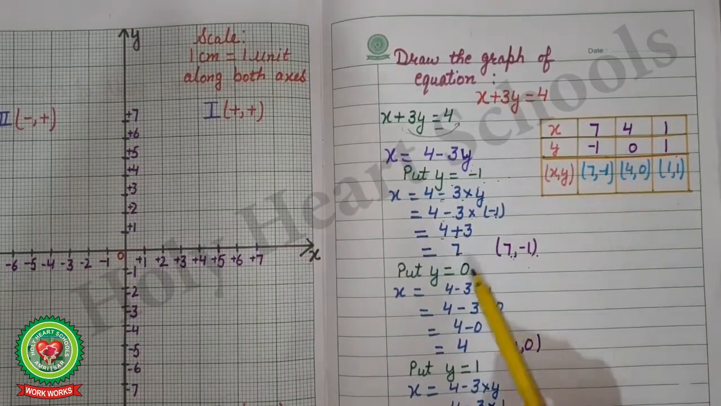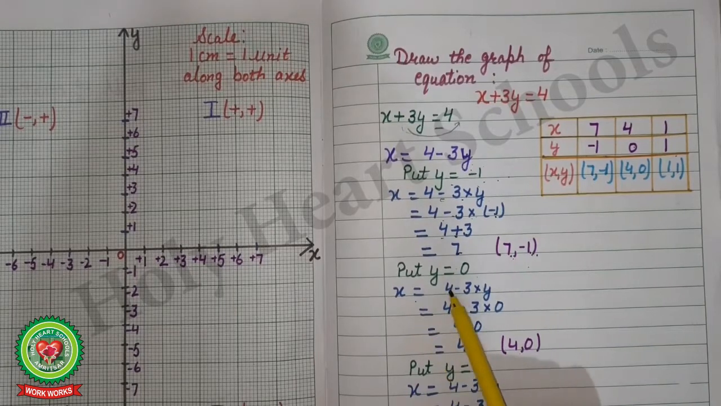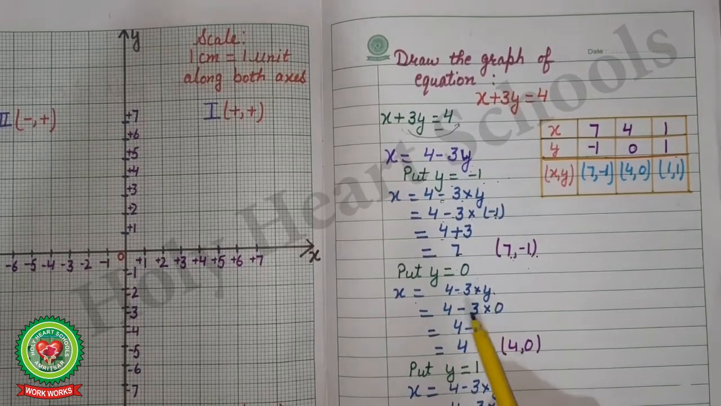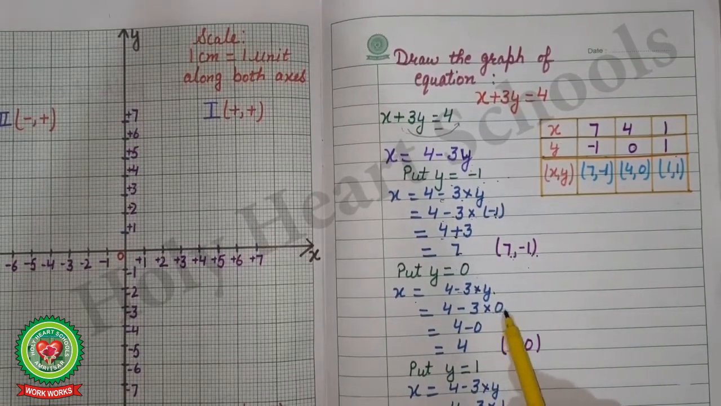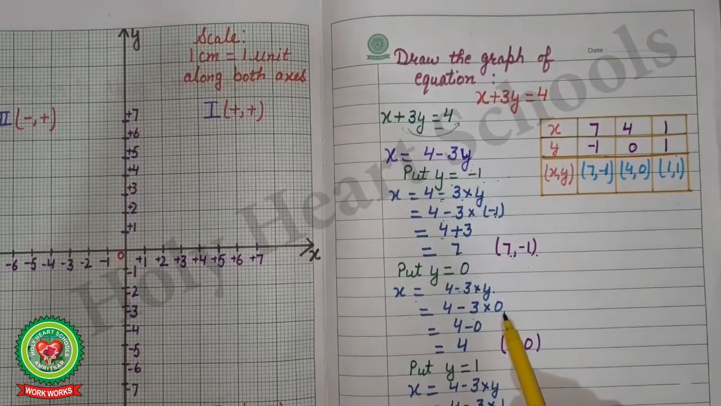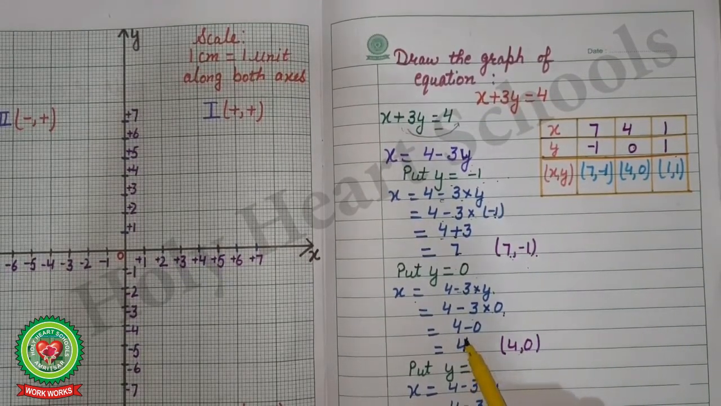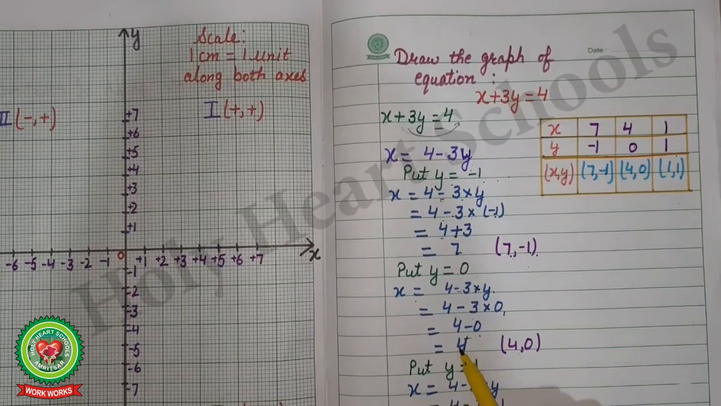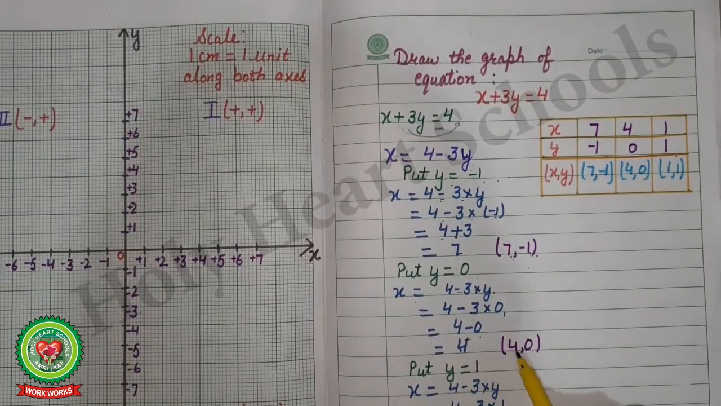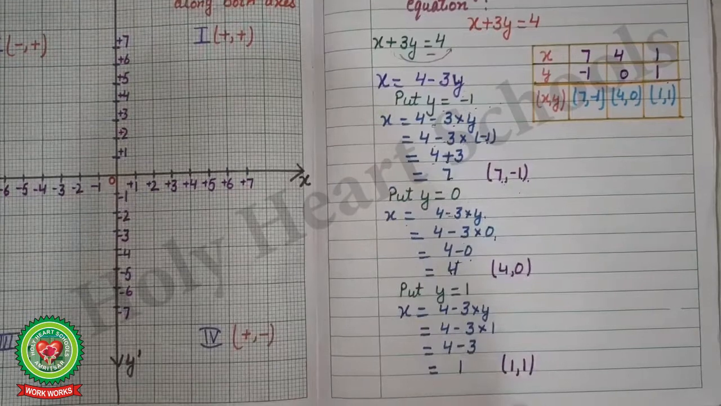Now put y is equal to 0. x is equal to 4 minus 3y. 4 minus 3 multiply 0. 3 multiply 0 is 0. So 4 minus 0 is equal to 4. So coordinates are 4, 0.